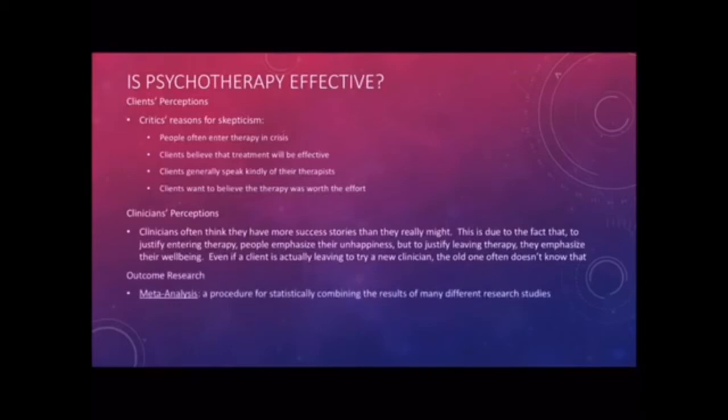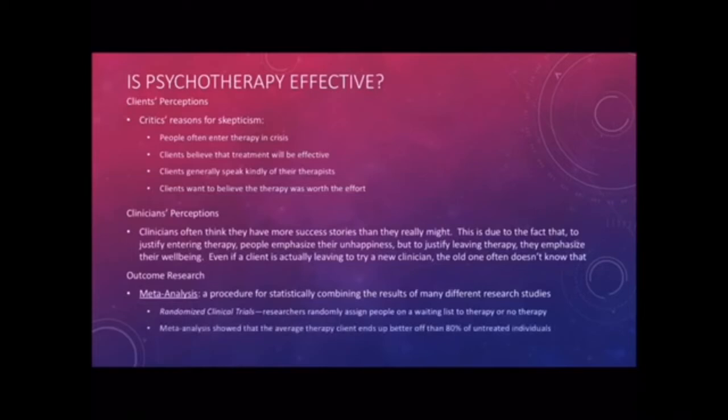So meta-analysis is where, this is kind of like the eclectic approach, where we're collecting a bunch of different information from different research studies, and then we run a statistical analysis on the overall outcomes. So we use randomized clinical trials where we randomly assign people on a waiting list to either getting therapy or not having therapy. So there's your experimental versus control groups. And meta-analysis showed that the average therapy client ends up better off than 80% of people who were untreated.